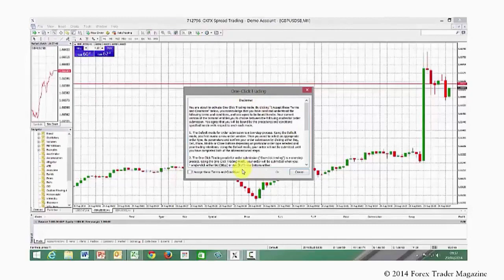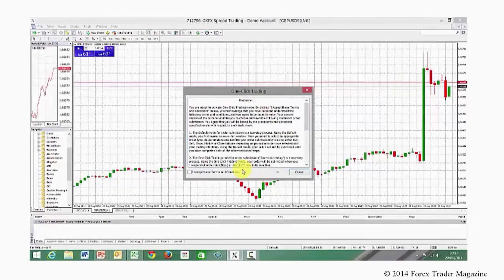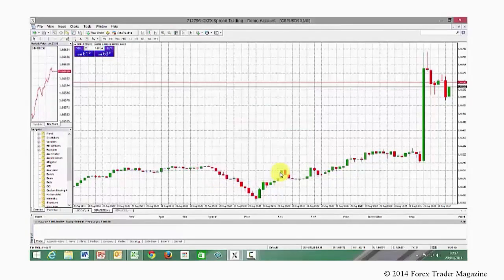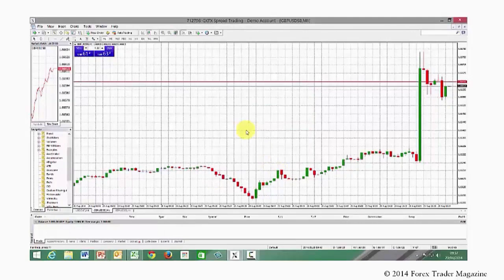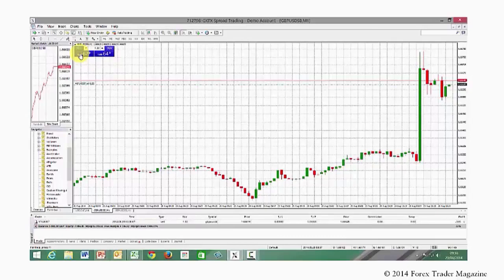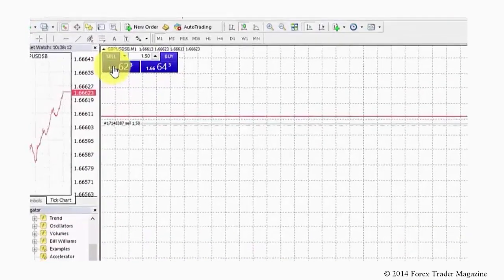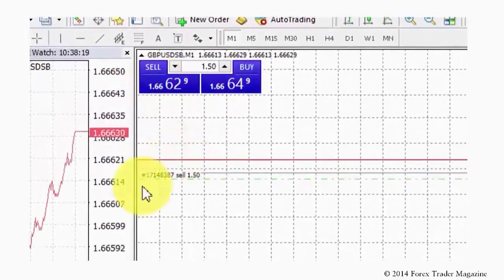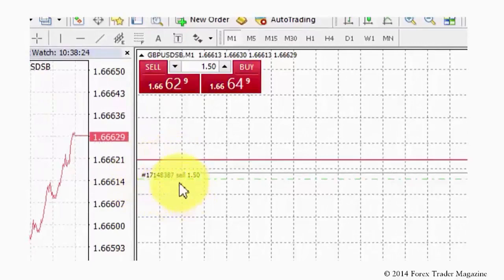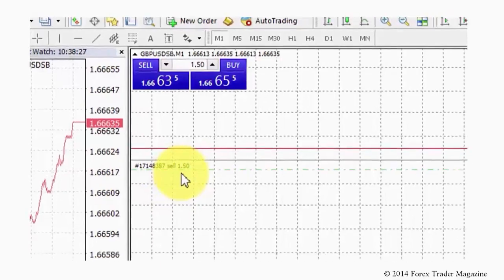And because it's the first time I've done this on this particular simulated account, I've got to accept the terms and conditions. So click that, press OK, and away we go. It looks like it's going to make me repeat that. So there it is, it's in place. So you saw how instantly that occurred. And we can see the details of the trade here. We've got a trade reference number, the fact that it's a sell, and the volume, which is 1.5.